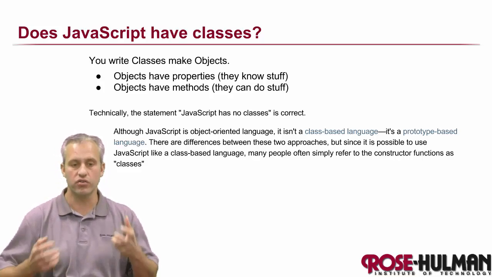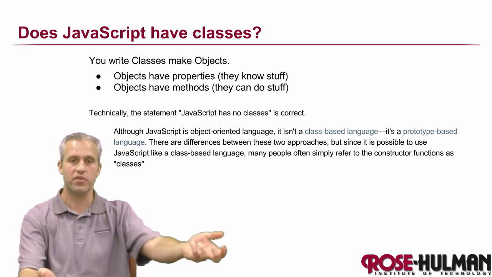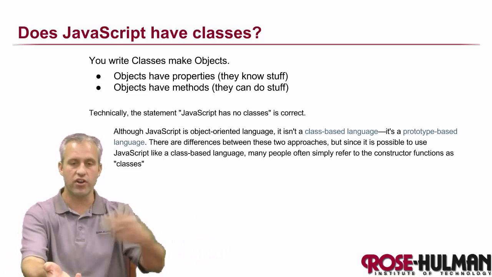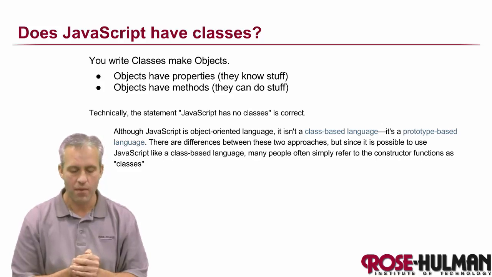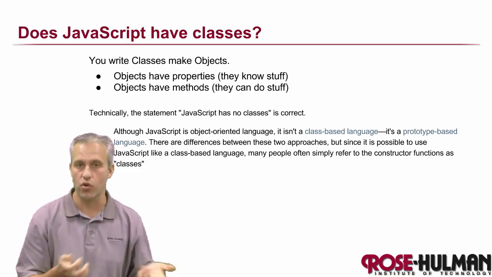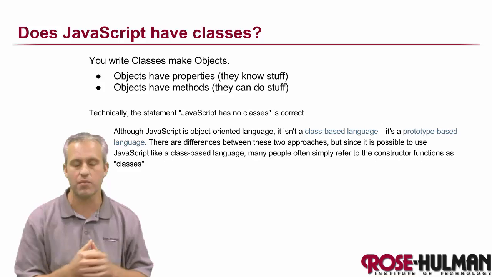So classes are used to make objects. Objects know stuff. Objects can do stuff. So they've got instance variables. They've got methods you can call on them. And technically, JavaScript has no classes. That is a true technical statement.